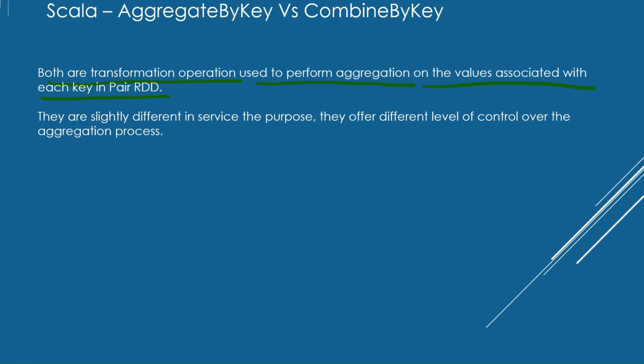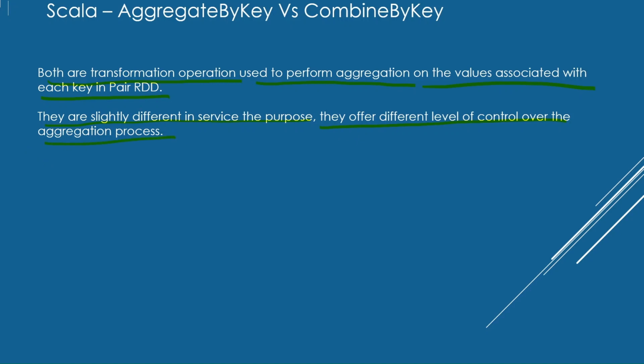And what they are going to do is perform aggregation on the values which are associated with each key. I am talking about each key. All the aggregation functions are going to execute on a per key level. They are slightly different in serving the purpose. They offer different levels of control on the aggregation process.